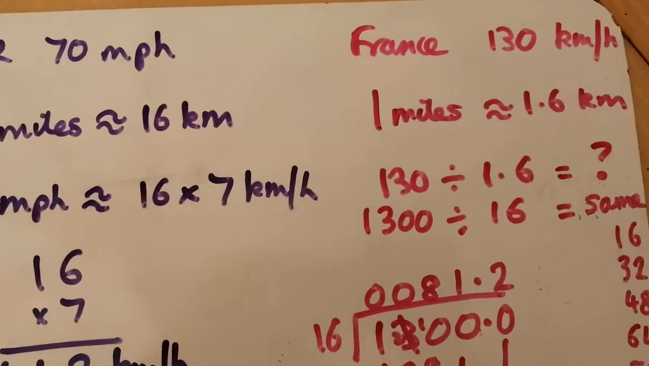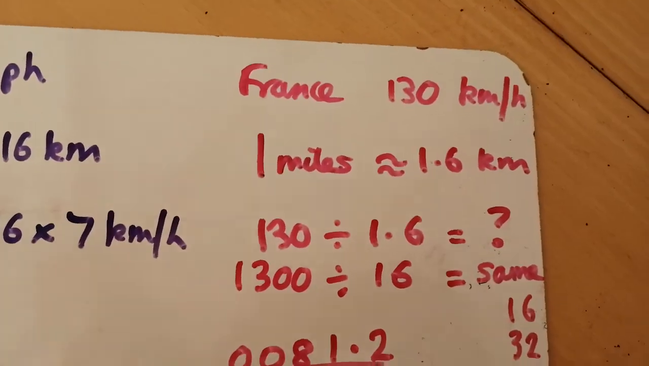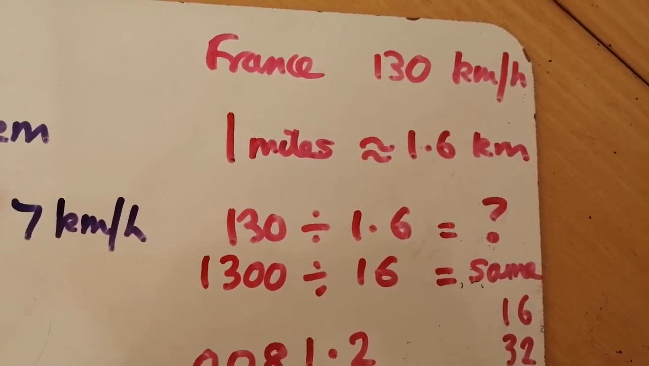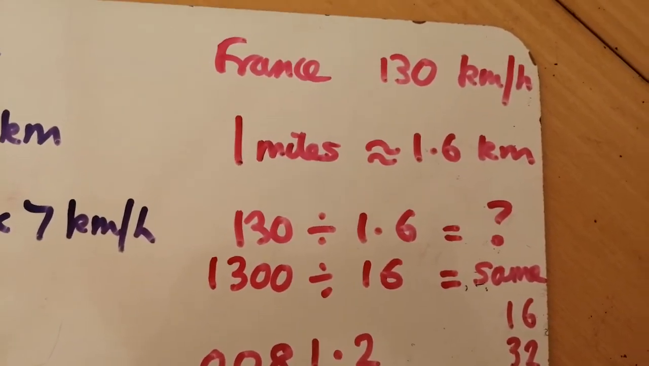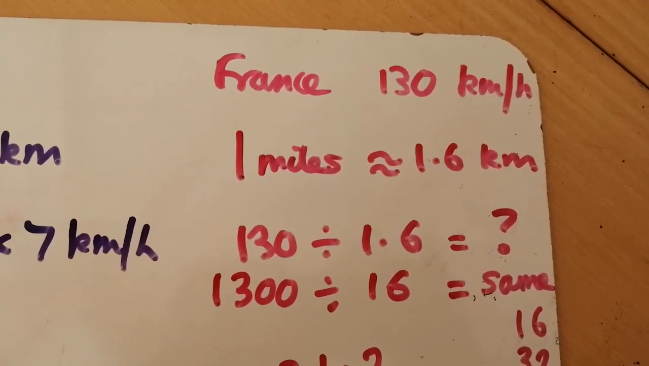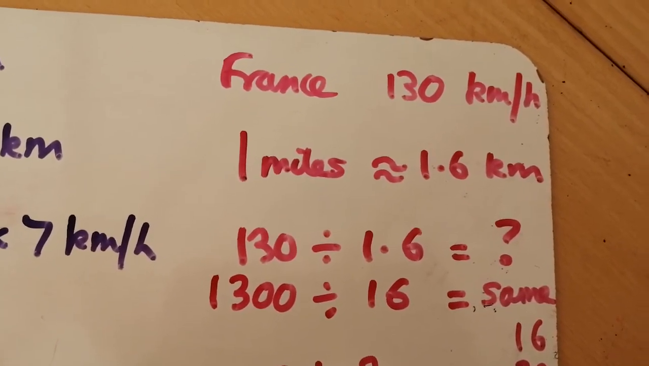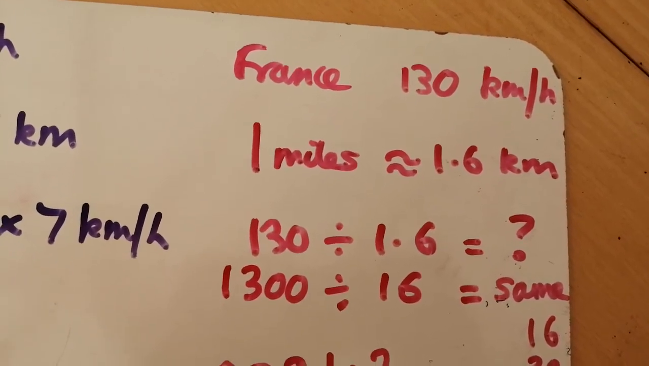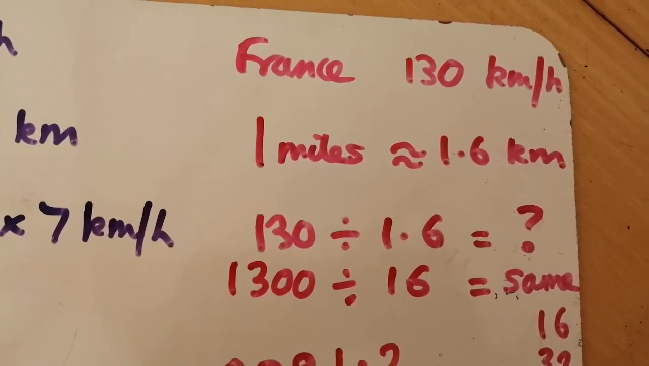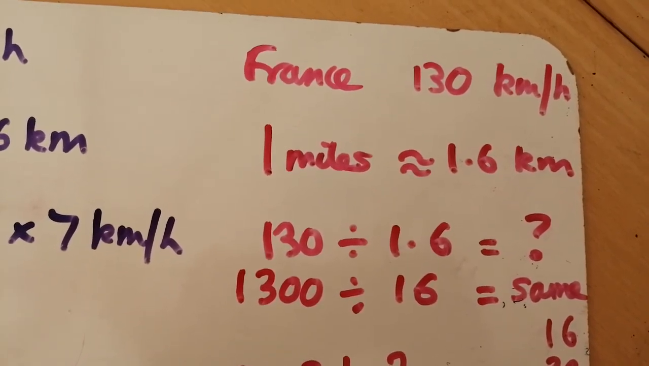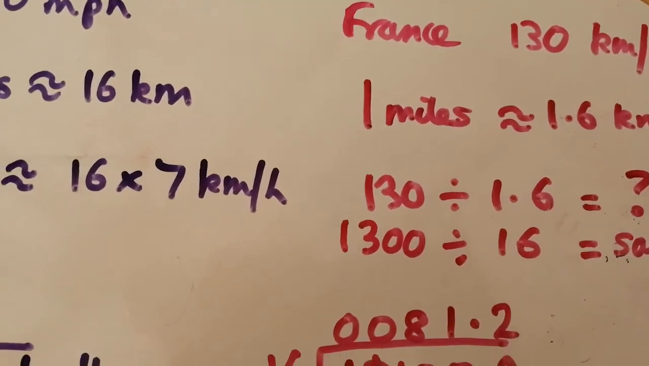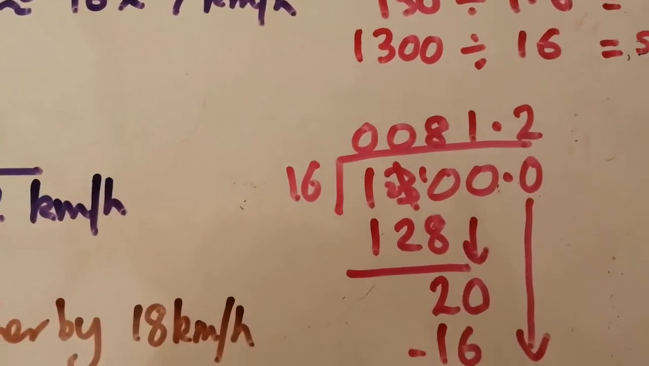So I've also done a conversion of the French kilometres per hour, which is a bit more tricky, because we know that 1 mile is the same as 1.6 kilometres. But we need to know for 130 kilometres per hour. So I need to do a division. I need to divide 130 by 1.6. So I've decided to get rid of my decimal point, make it easier by multiplying both of those numbers by 10. So my division is going to be 1,300 divided by 16, which is quite a nasty long division.